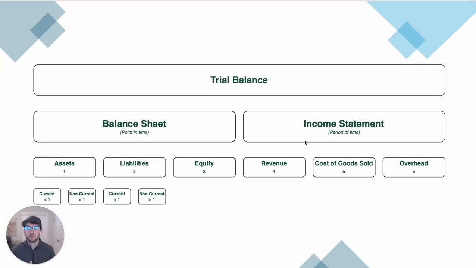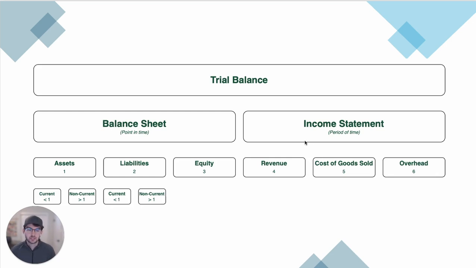Welcome to Anatomy of Your Financial Statements. This is going to be a quick overview of some of the key components that financial statements contain. There's a lot more complexity that we could go into here, but we'll do that in a separate video.